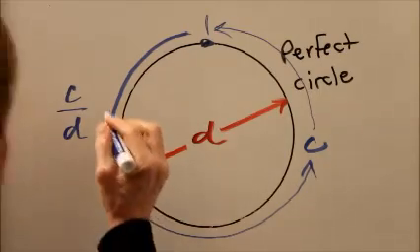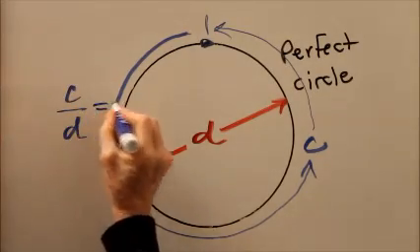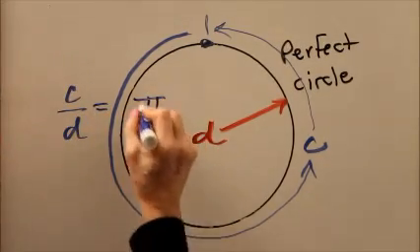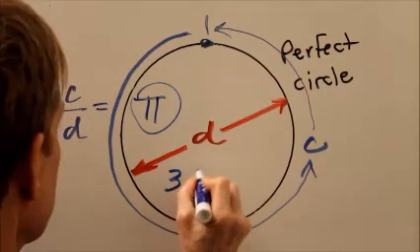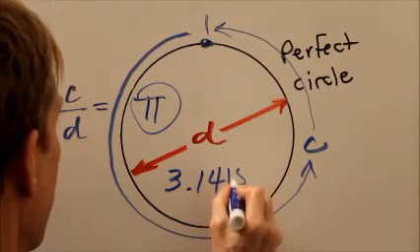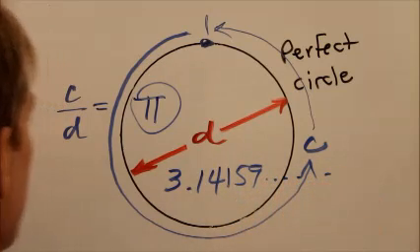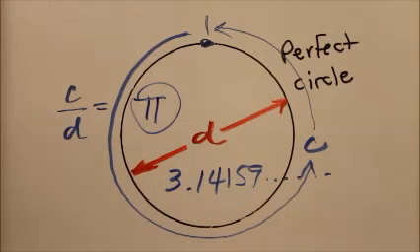Pi is this ratio, and that ratio is approximately equal to 3.14159, and then the digits just keep going on more or less at random forever. That is an irrational number. Now, what about choice D?